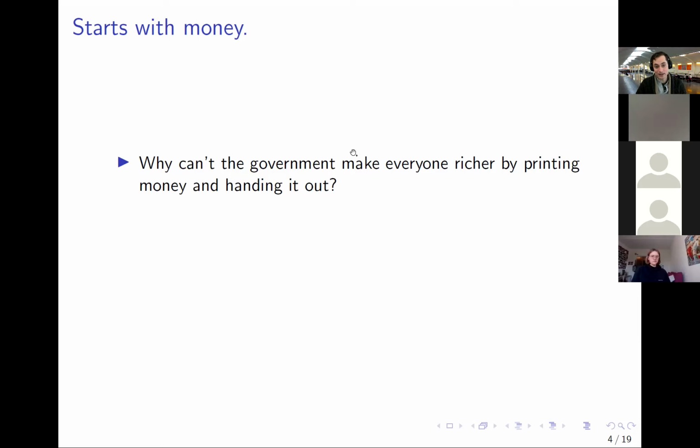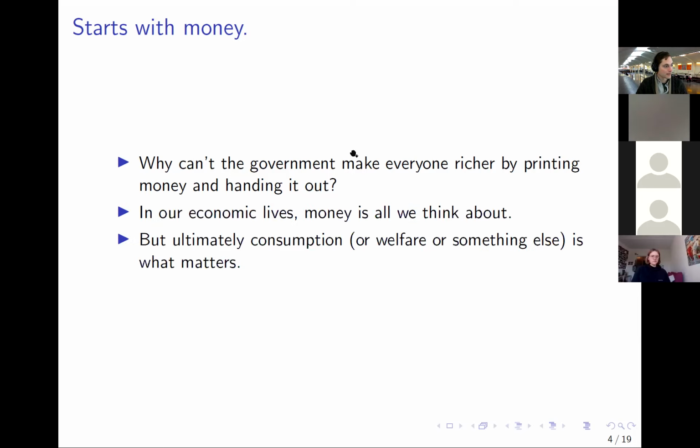But I think those are all really good points, and I wanted to come back to that idea about the Corona stimulus. It's on one of these slides, actually. So I said this: ultimately, consumption or welfare or something else is what matters, not money. Ultimately, we want money because we want to have something else, whatever that is.